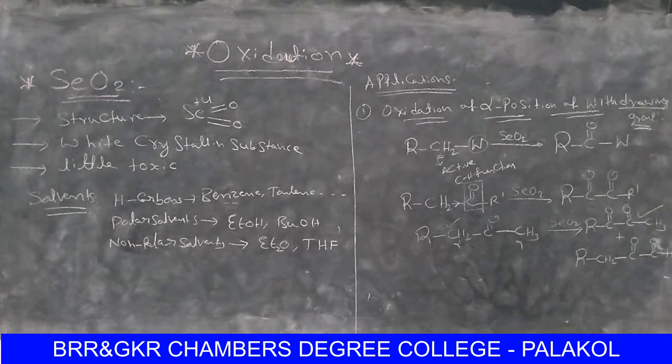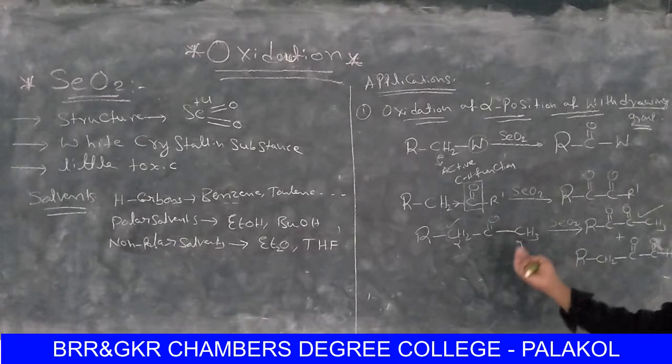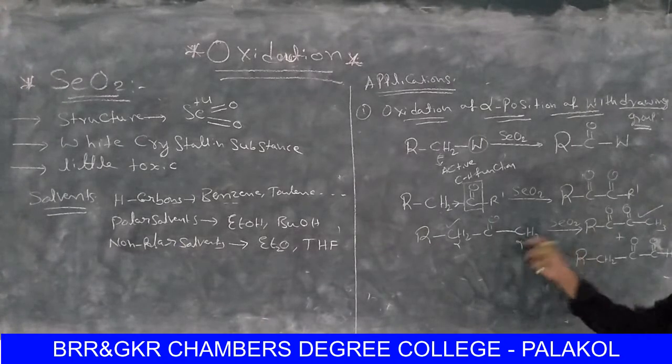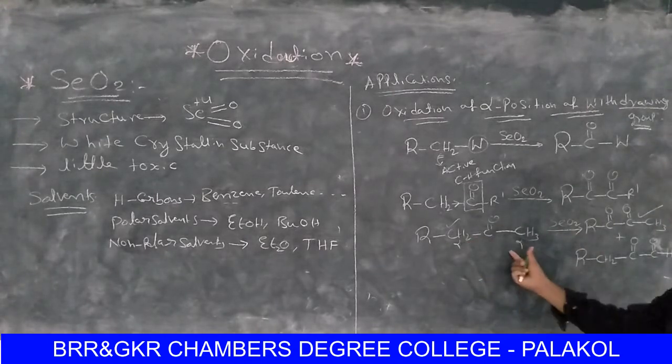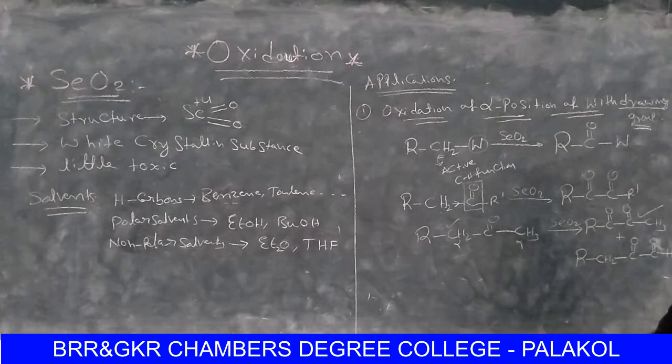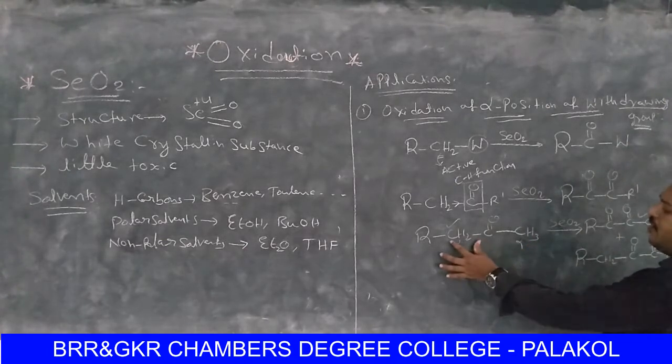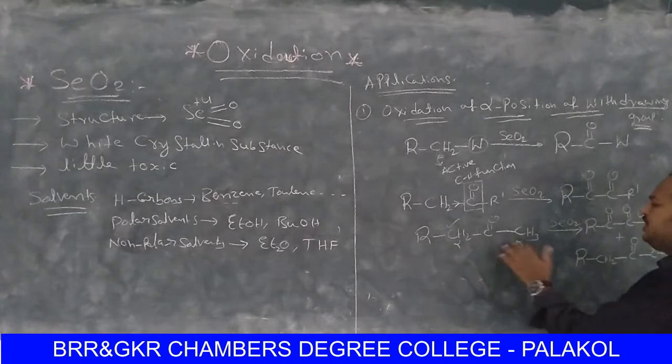What is the reason for that? The reason is mainly involved in this conversion: the reaction proceeds through enolate anion formation, and the enolate anion formed from CH2 is more stable than the one from the methyl group.